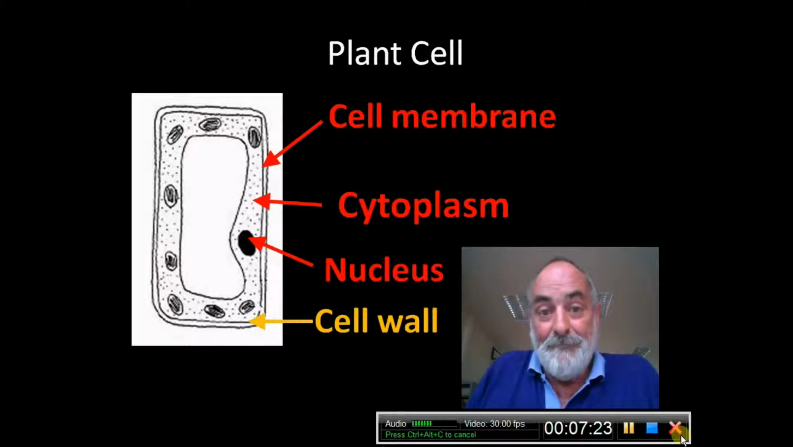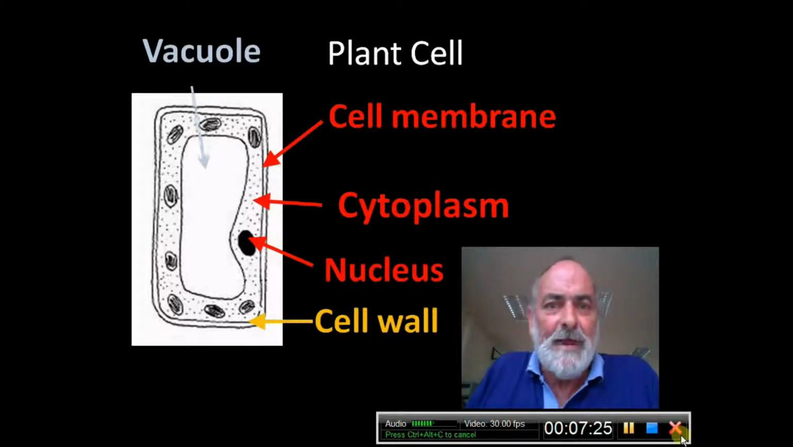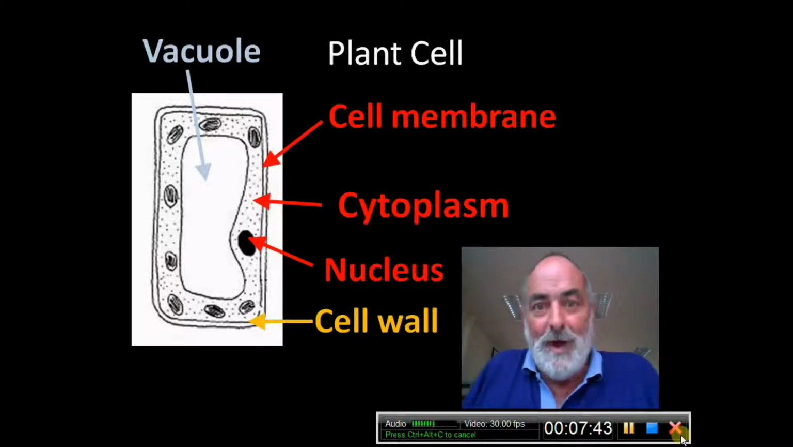Another thing they have is the space inside the cell. This is full of water and is called the vacuole. It does other things, but it is mainly full of water because plants don't have bone, they don't have muscle, they have to stand up against gravity by themselves, and to do that they use the cell wall and the vacuole full of water.